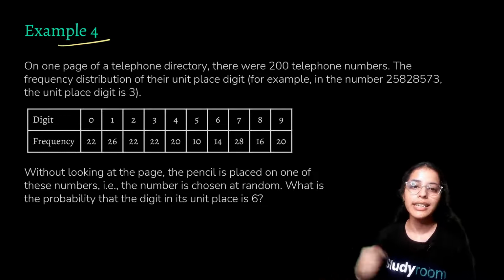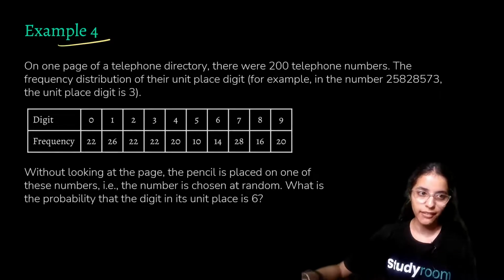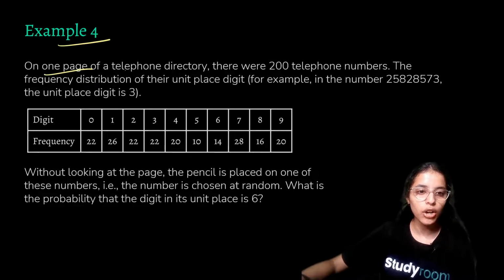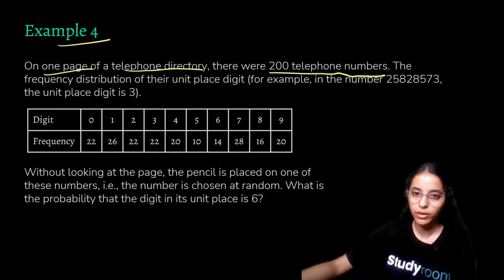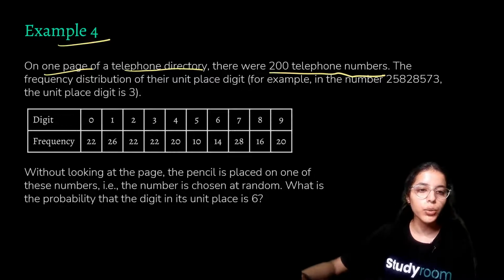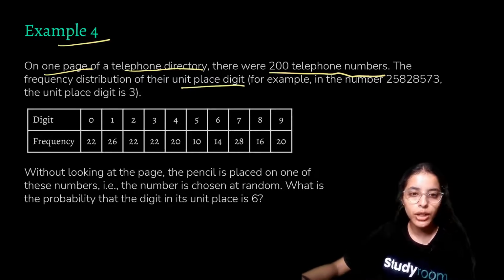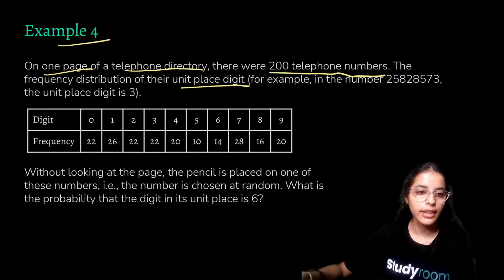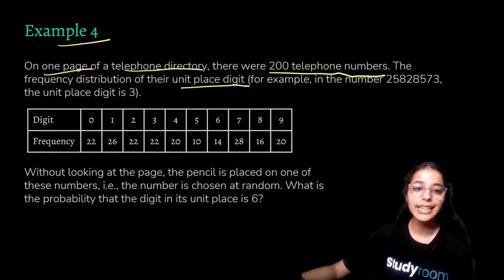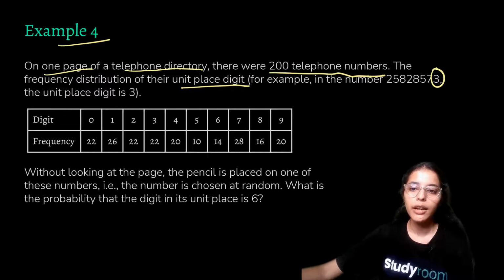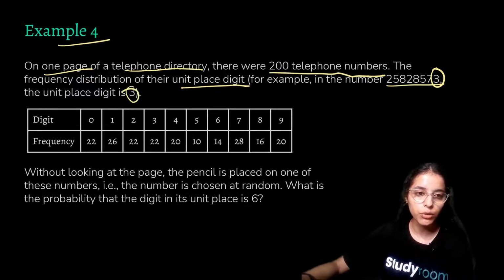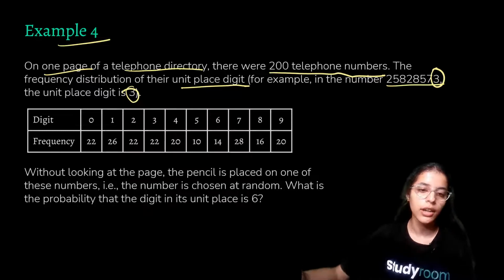So now in our example number 4, it is given that on one page of a telephone directory, there were 200 telephone numbers, and the frequency distribution of their unit place digit is given like this. Now, a unit place digit means the last number of the telephone number. That is, if this is our telephone number, then our unit place digit would be 3. That is the last number, right?